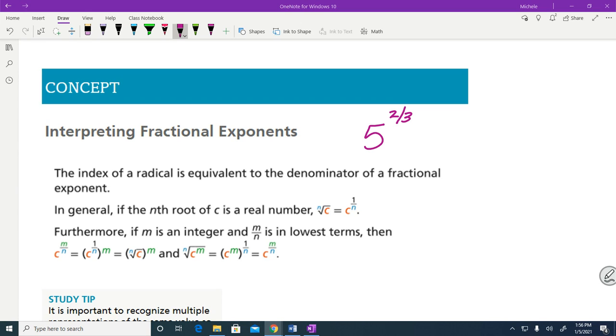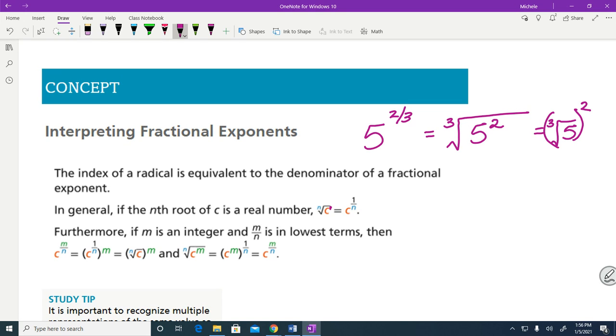So let me clarify this a little bit. This c is raised to the first power. So the index ends up being the denominator, and the exponent ends up being the power. So this 5 to 2/3 means the same thing as the cube root of 5 squared. Now I can square 5 first and take the cube root, or I can also take the cube root of 5 and then square it. The order of whatever you're doing does not matter.